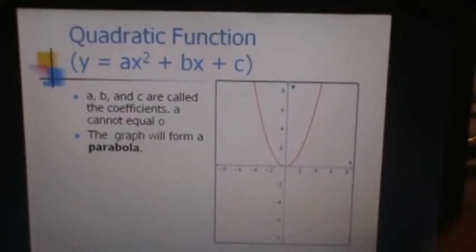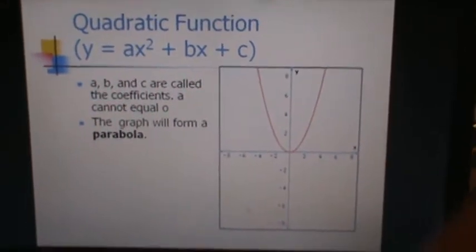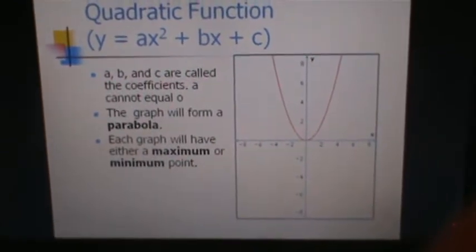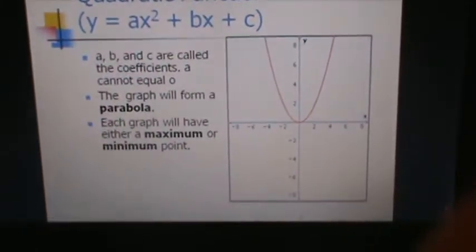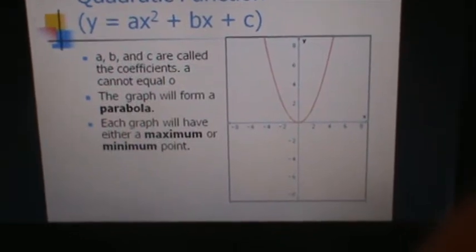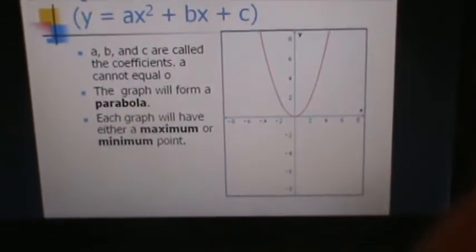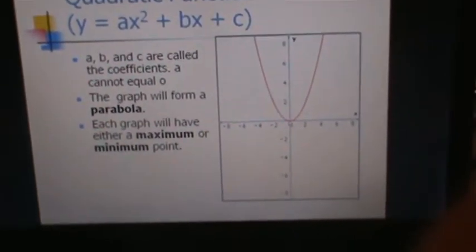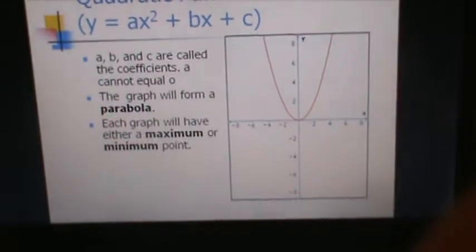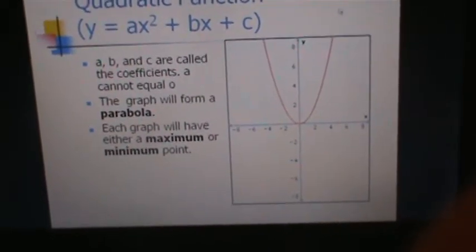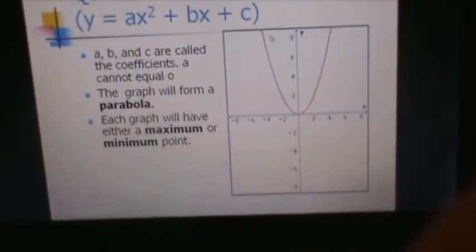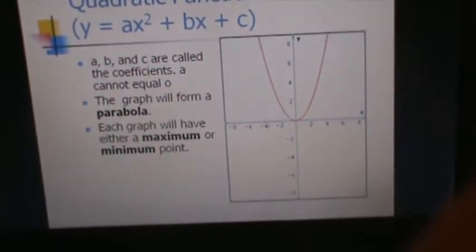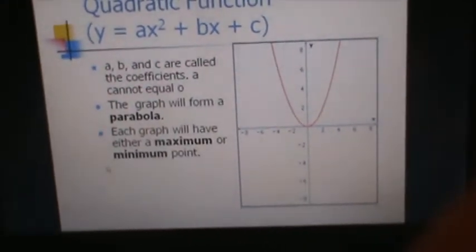The graph of every quadratic function is a U-shaped graph, which is called a parabola. Each graph either has a maximum or a minimum point, which we call the vertex. Right here would be a minimum because it's the lowest point on the graph. If our graph was reversed, it would be a maximum. So in other words, a regular shape U is always a minimum. An upside down U would be a maximum.